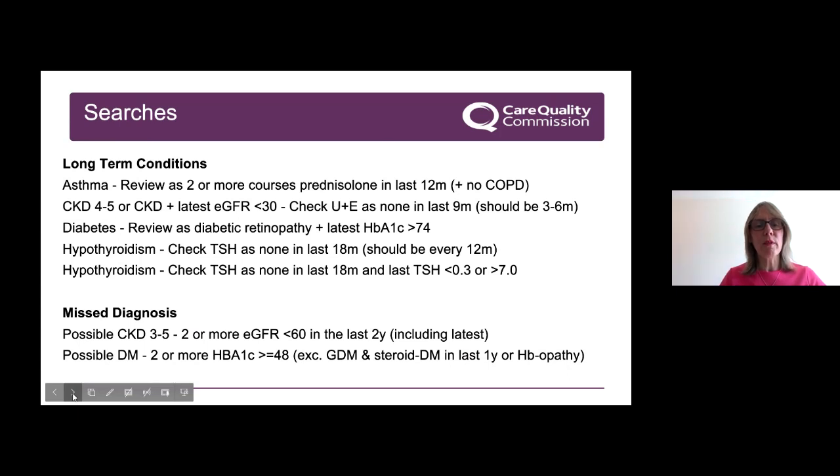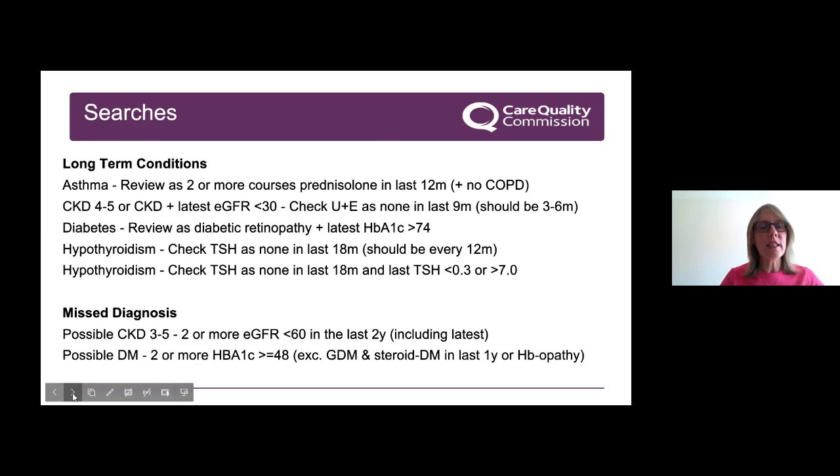So for the asthma search, we look at people who've had at least 2 courses of prednisolone during the last 12 months who haven't got COPD. And we look to check that when they've had those exacerbations, appropriate histories and examinations have been taken, that they've been followed up according to the NICE guidance, and that they've had their asthma treatment stepped up and down as appropriate, and where necessary, had a steroid card issued.